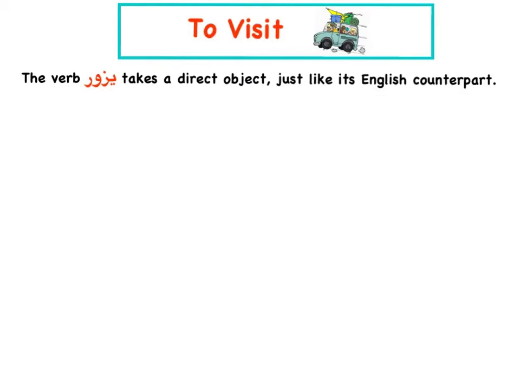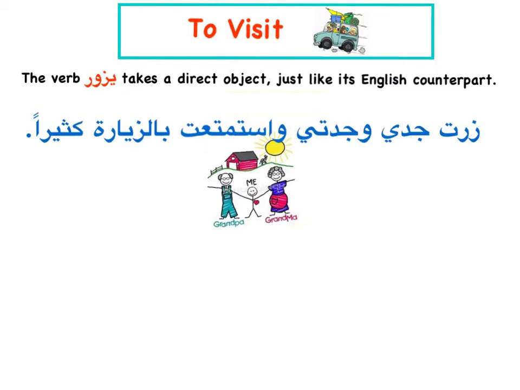Verb to visit. The verb يزور takes a direct object just like its English counterpart. So زرت جدي وجدتي واستمتعت بزيارتي كثيرا. So I visited my grandma and grandpa, direct object, and I enjoyed the visit very much. So جدي وجدتي are the object of this زرت. أنا زرت جدي وجدتي واستمتعت بالزيارة كثيرا.